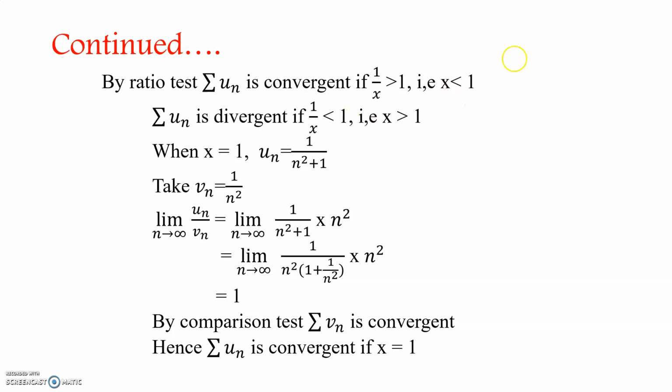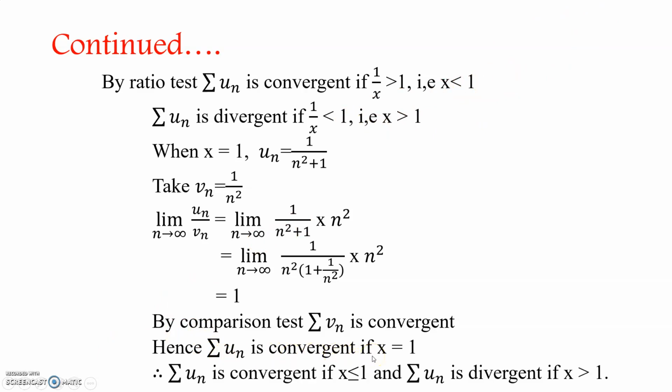By comparison test, summation Vn is convergent, and hence summation un is also convergent if x value is equal to 1. Therefore, summation un is convergent if x is less than or equal to 1, and summation un is divergent if x is greater than 1.